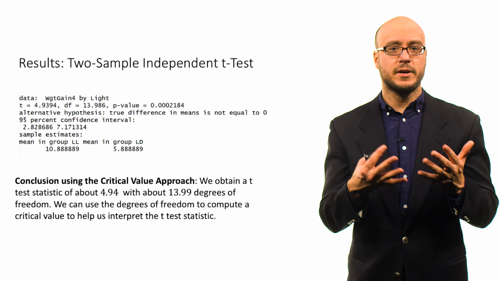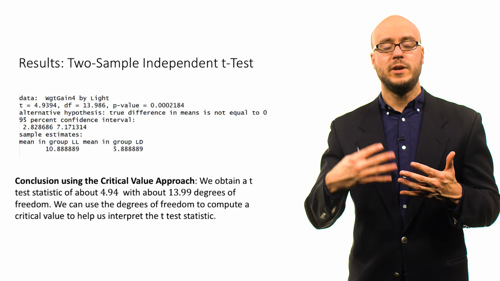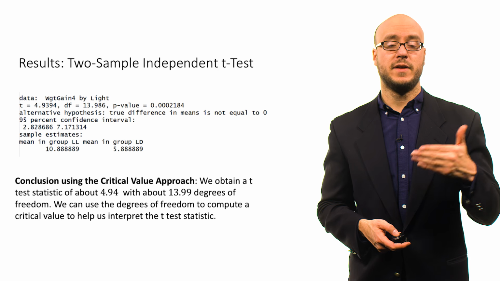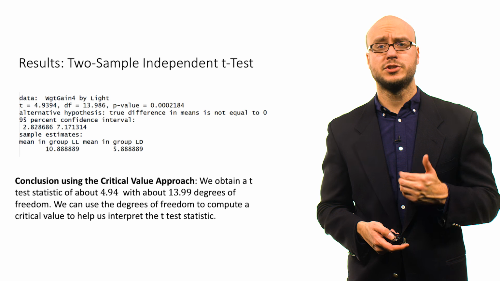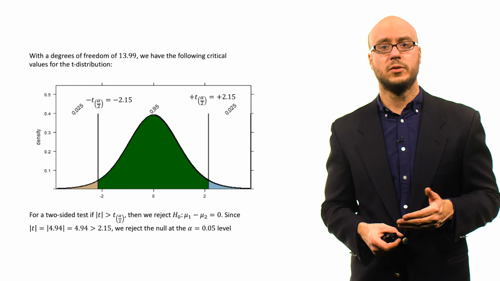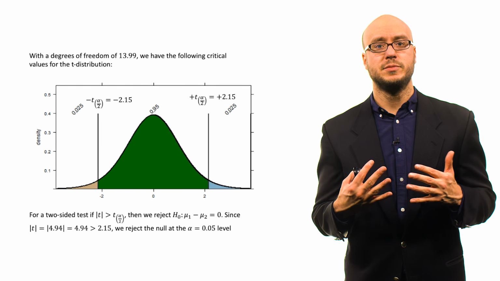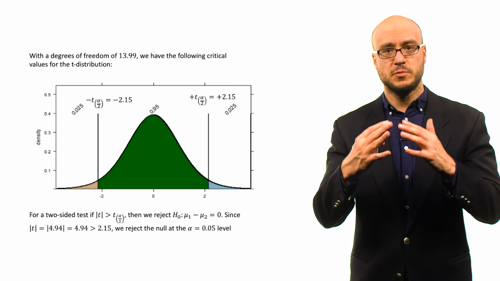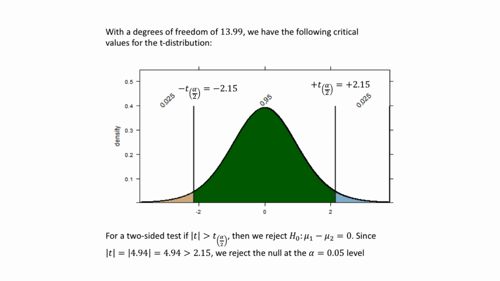Based on this critical value, we can really make a conclusion to either reject or fail to reject the null. So this is the t-distribution when we have roughly 14 degrees of freedom. This is what the t-distribution looks like. It looks pretty close to normal, but the tails will be a little bit fatter. It's not completely obvious here, but if you compare it to a normal distribution, you'll see that.